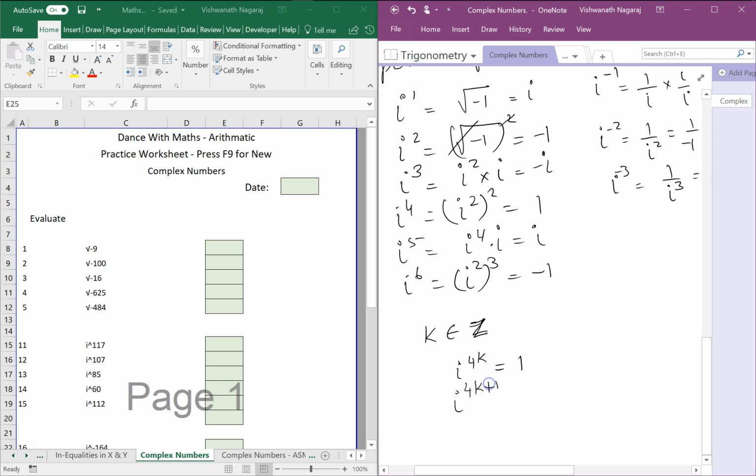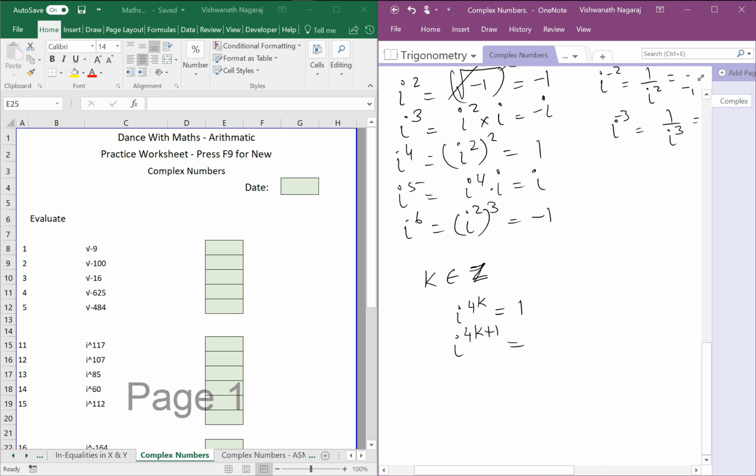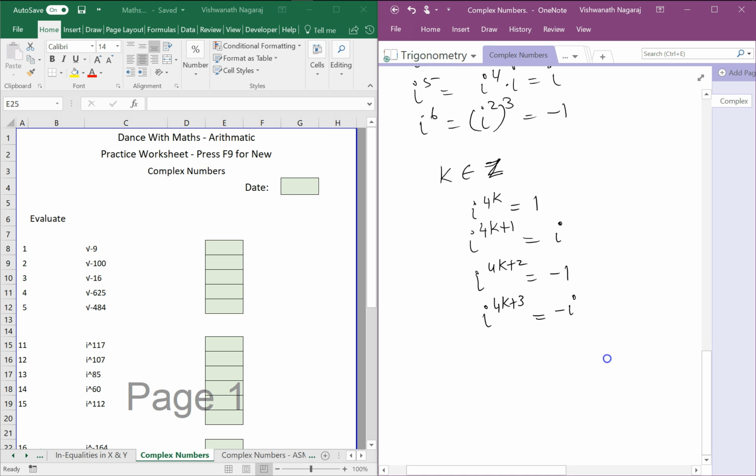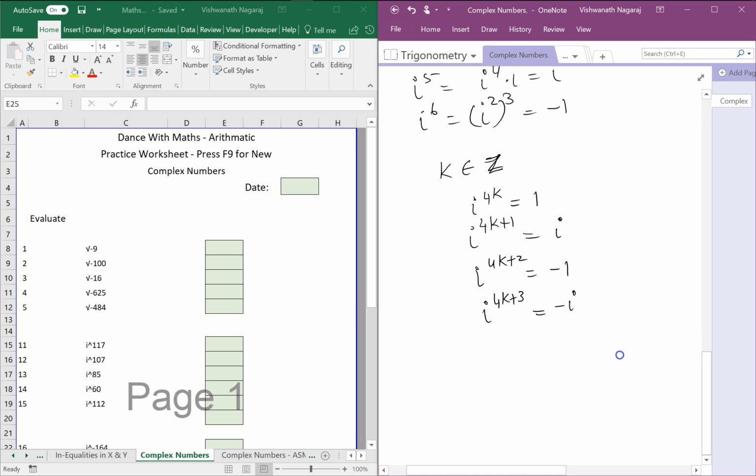4k plus 1 means i to the power of a multiple of 4 plus 1. Then the result for 4k plus 2 is i to the power of 4k plus 2, with remainder 2, which is minus 1, and 4k plus 3, with remainder 3, is minus i. Remember, if you divide a number by 4, you can't have a remainder greater than 3.